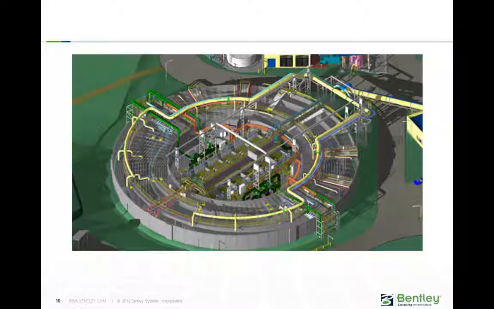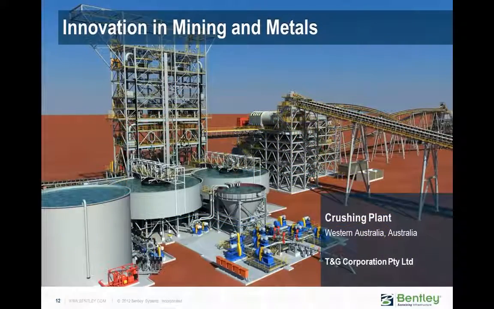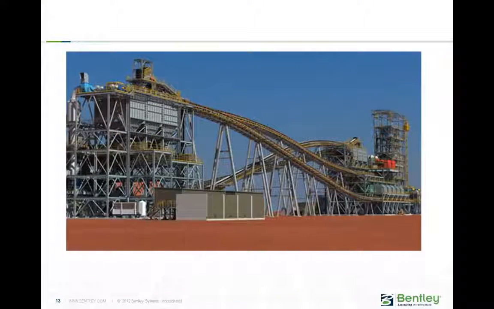The site was divided into 65 3D models that could be brought into a single view. The solutions enabled efficient drafting and engineering, construction procurement, 3D visualization and clash detection, and as-built model delivery for life cycle maintenance. The second project is a $630 million crushing plant in Western Australia.